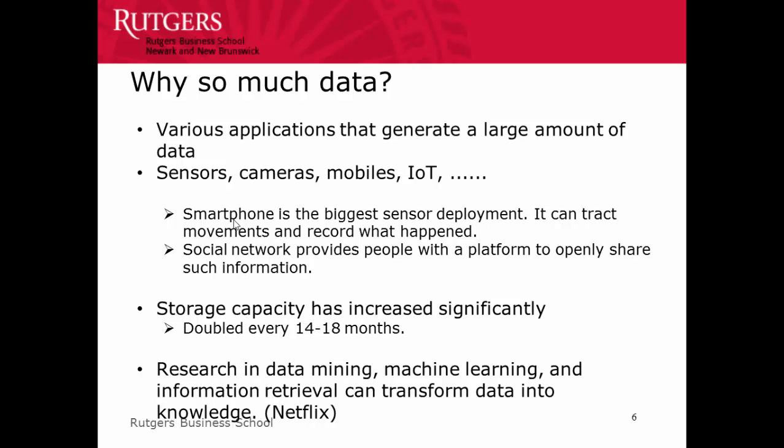Smartphone is actually the biggest sensor deployment in the whole world. It can track your movements and record what happened. If you want to use any location services, it will record your location, and many people will use smartphones to search on the internet, take pictures and videos, and all this generates a large amount of data.